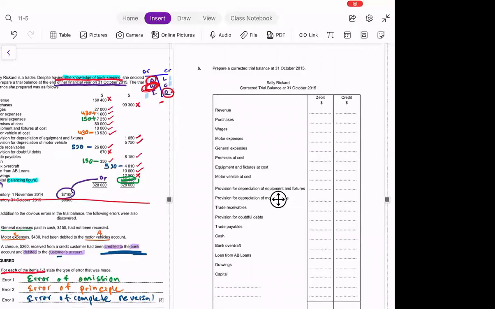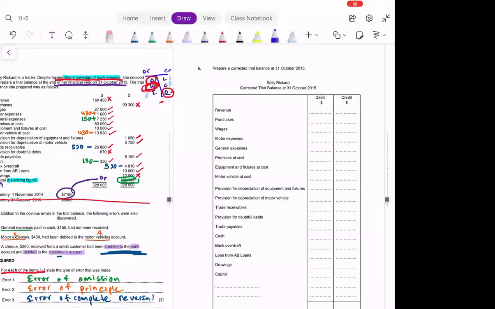Okay, first one, revenue. The amount is correct, but debit or credit? Supposed to be credit, they put it in a debit. So I put it in the right place, 160400. Then after that, purchases. Purchases is supposed to be debit, 99300. Okay, and then next one is wages, 27,000. After that, do you have what? Motor expenses. But how much is your motor expenses?